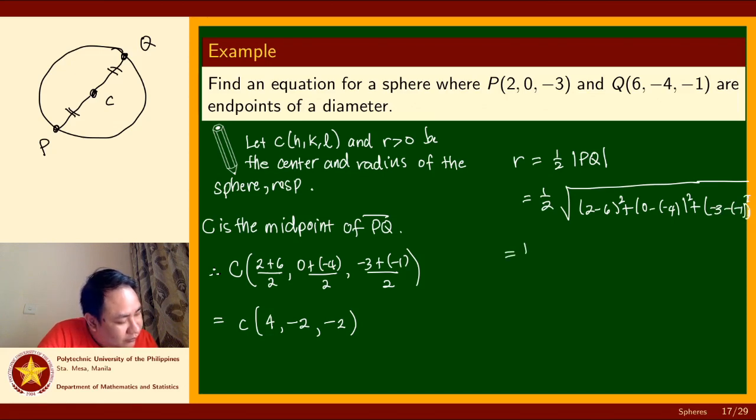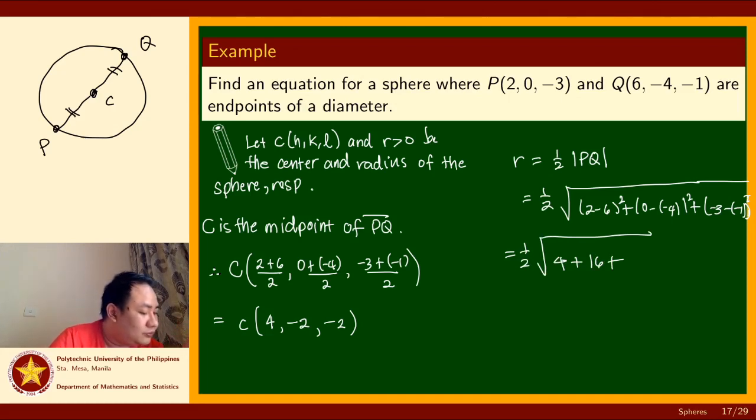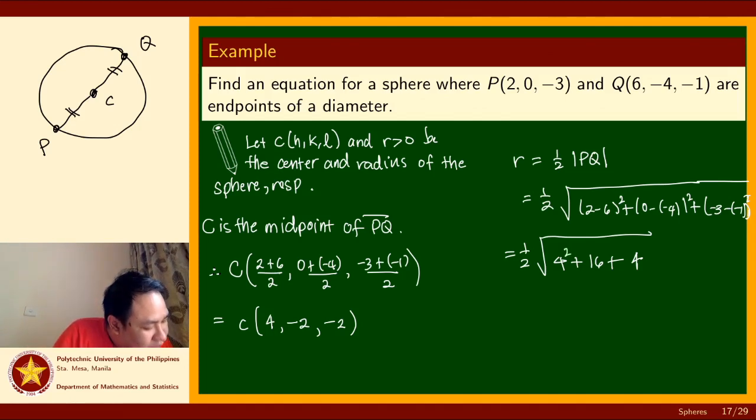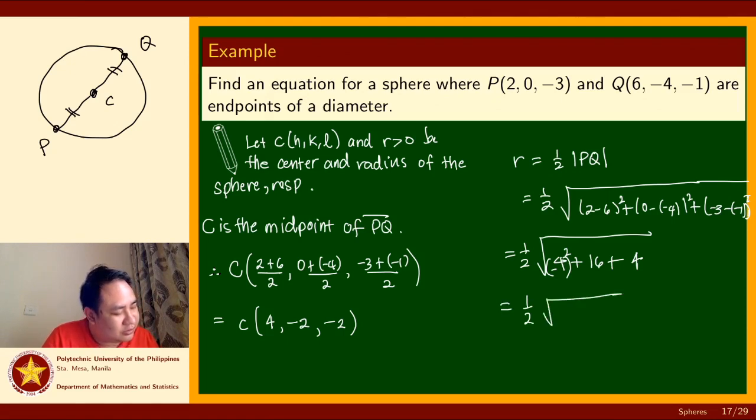Okay, we get the following. 4 squared is 16, 4 squared is 16. -3 minus -1 is -2. Take the square, it is 4. Is that correct? No. The first one should be -4 squared. Correct. So all in all, this is 1/2 the square root of 16 plus 16 plus 4. 32 plus 4 is 36. So the radius should be 1/2 of 6, which is 3.